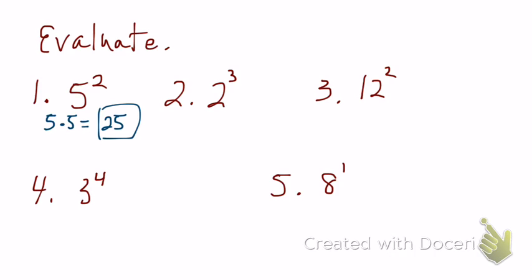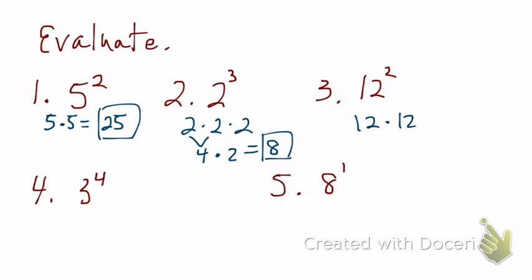Alright, so 5 times 5, that's what 5 squared means, get 25. 2 cubed means multiply 3 2's. When we do that, we can multiply the first 2 to get 4, times the other 2, and we're going to get 8. Now you really ought to know at least up to 12 squared when you look at your squares, and 12 squared is 144.